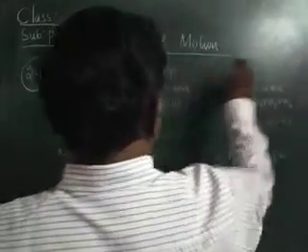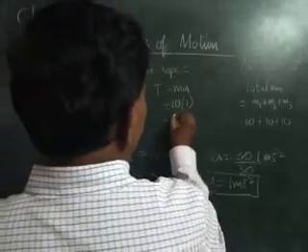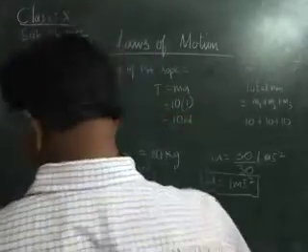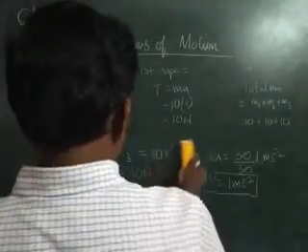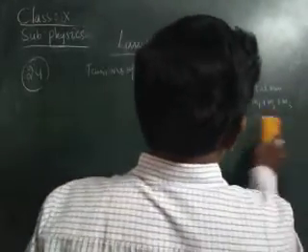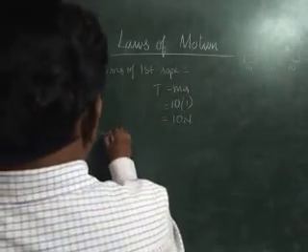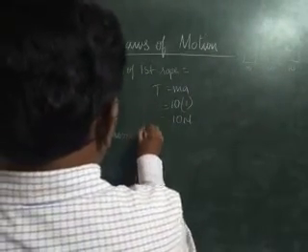Okay children, therefore what is the mass of the first one? 10. Acceleration how much, children? 1. Therefore 10 into 1 is how much? 10 Newton. So the tension of the first rope is 10 Newton. Now, the tension of the second rope.